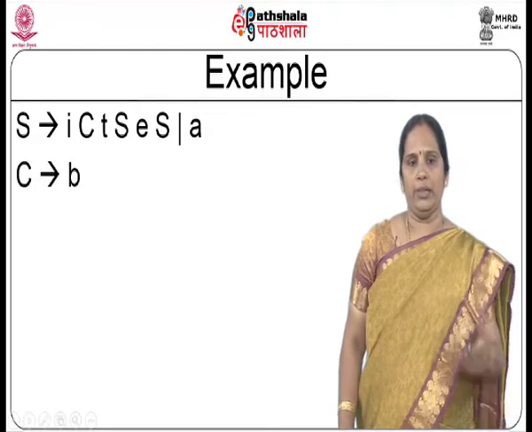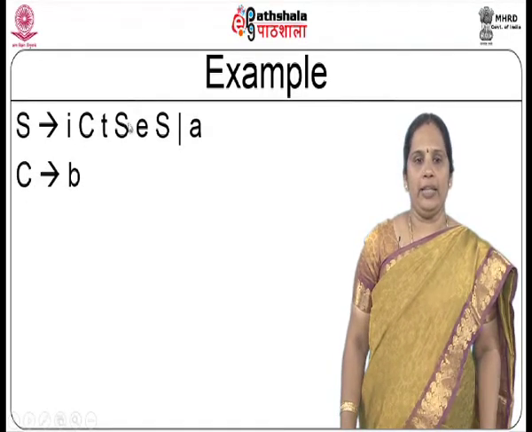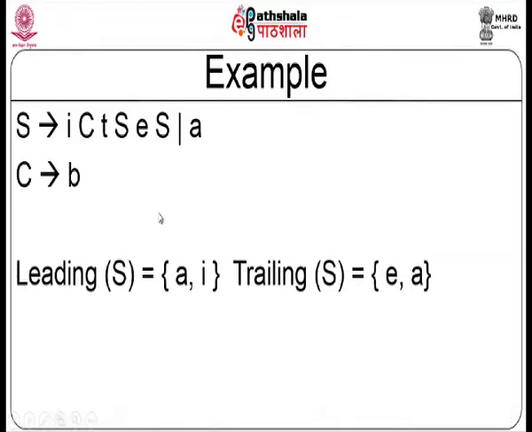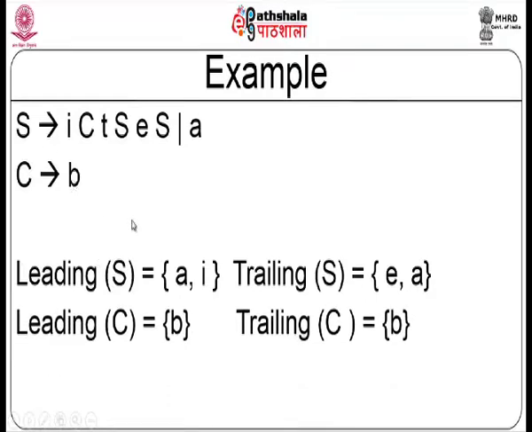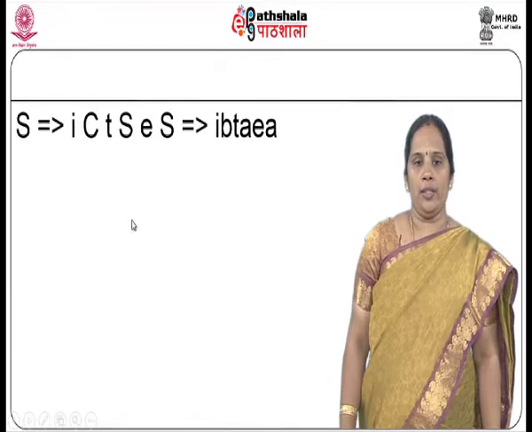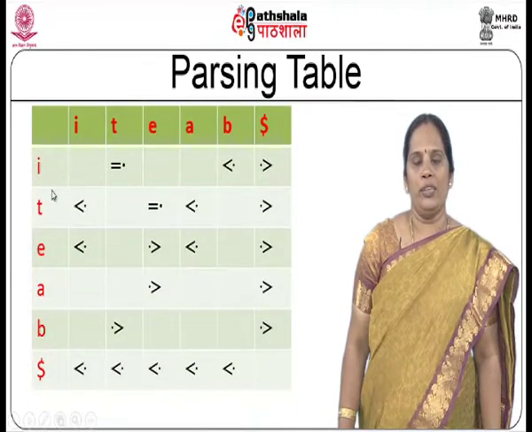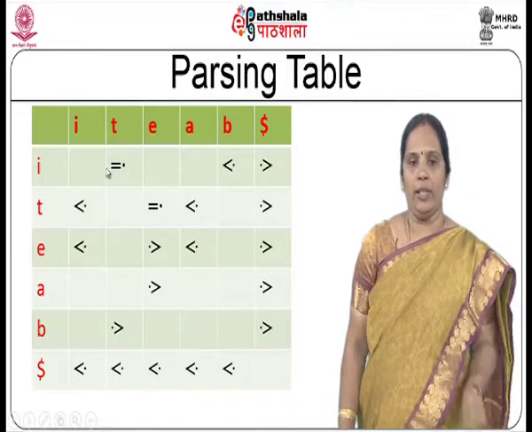I have one more example here: S goes to i C t S e S or a, and C is your condition, which produces b. This grammar can be parsed using an operator precedence parser. I am computing leading of S and trailing of S. Leading of S is i, a, trailing of S is e, a, and leading of C is b, trailing of C is also b. Based on this, you can construct the parsing table.